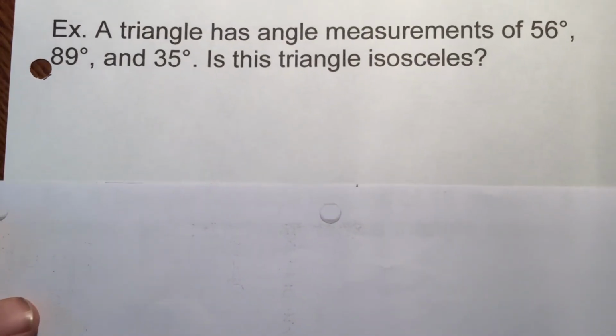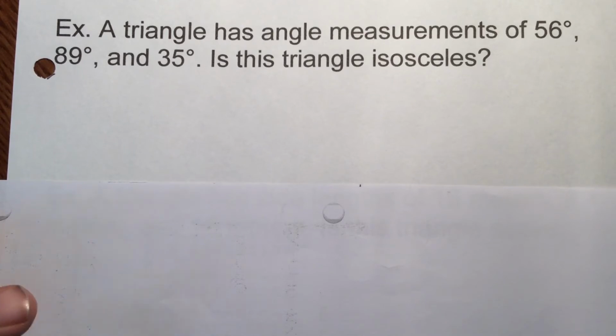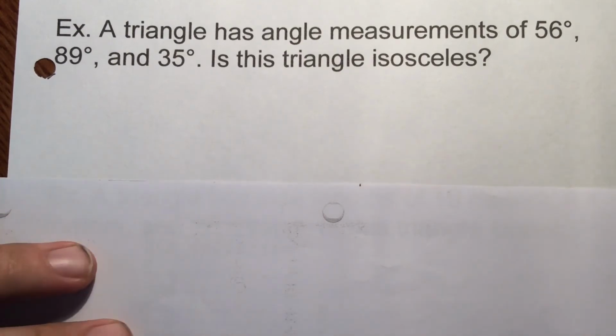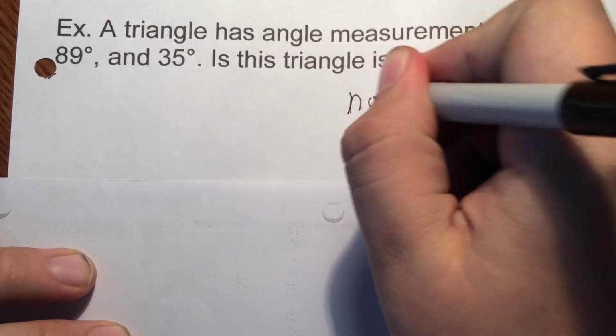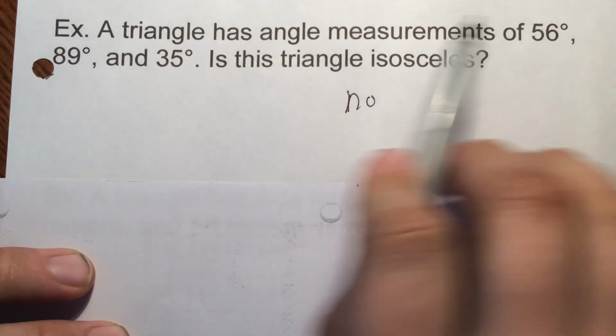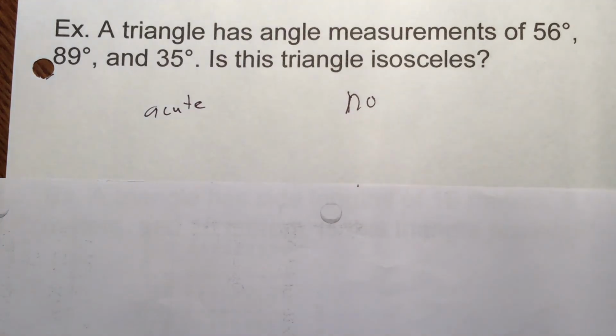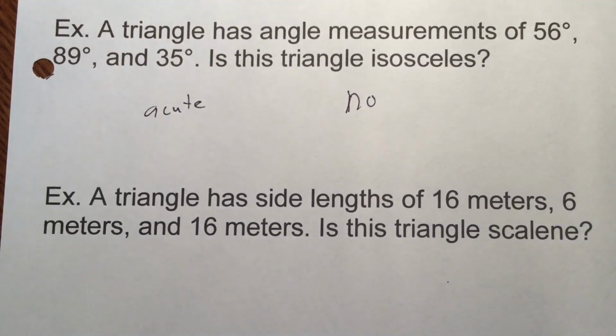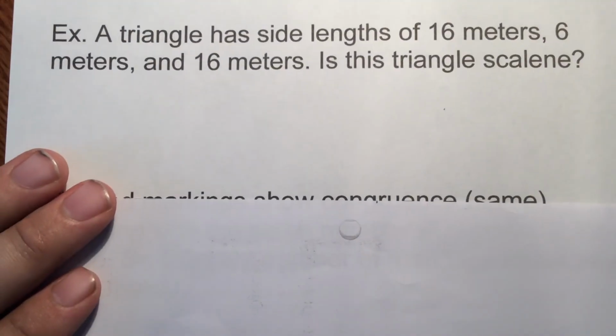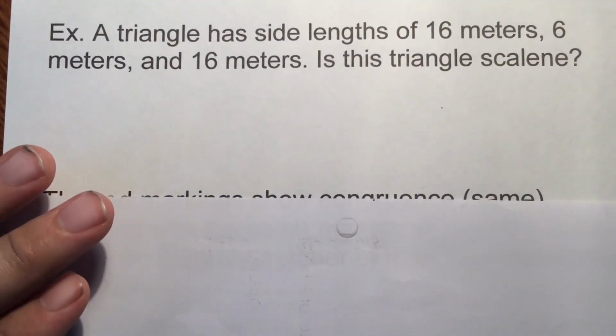A triangle has measurements of 56, 89, and 35. Is this triangle isosceles? That goes back to that first one. Do we have the same amount? No, there's no angles that are the same, so there's no way that this can be isosceles. However, if we look at these, this is acute, this is acute, this is acute. This would be an acute one if we're going off of the angles. But as far as the sides go, this will actually be scalene because all the angles are different, so all the sides have to be different. We'll get into that more when you take geometry in high school.